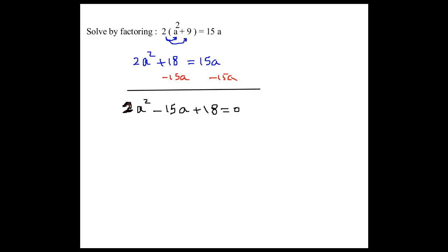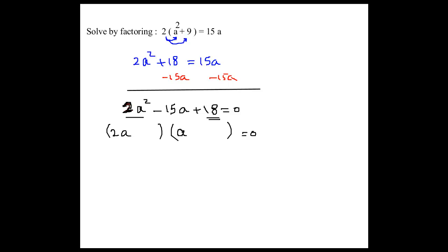Factor them. How do you factor this? I think the first one should be 2a, and then the second parenthesis should be a. But for the second one, I'm not quite sure. Okay, so the first one, you're right. 2a times a is 2a squared.